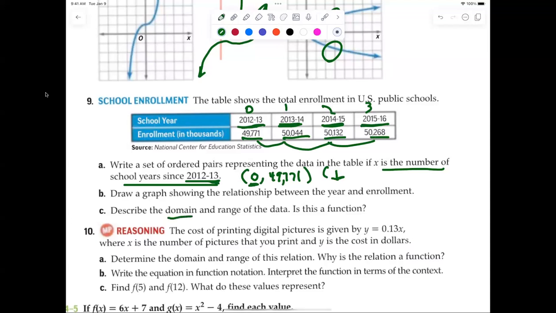What's the domain? What's again the domain, guys? The X values. What's the range? The Y values. Would this be classified as a function? Yes, because why?